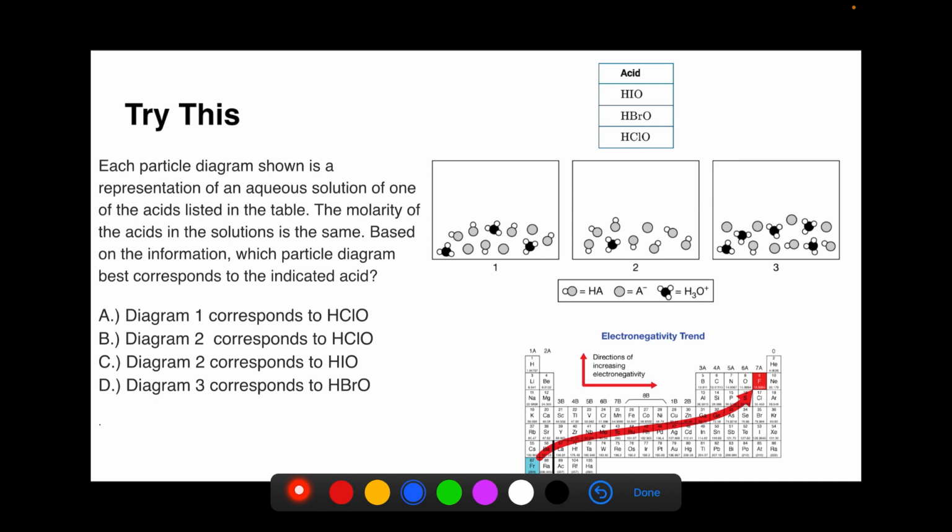There's a lot of information on this slide, so pause the video, consider your answer, and when you come back, I'll reveal it.